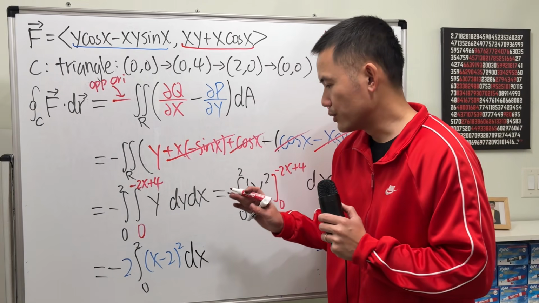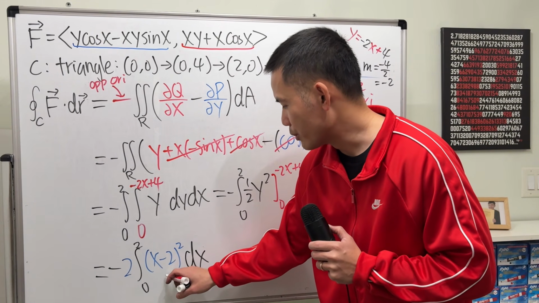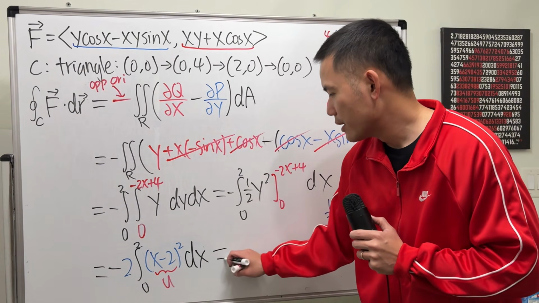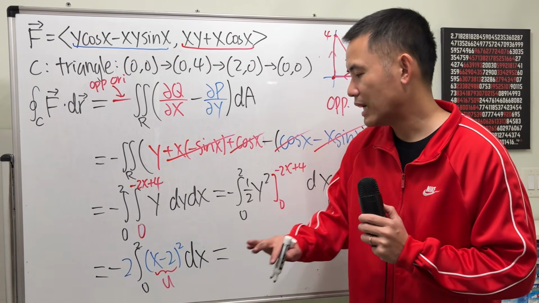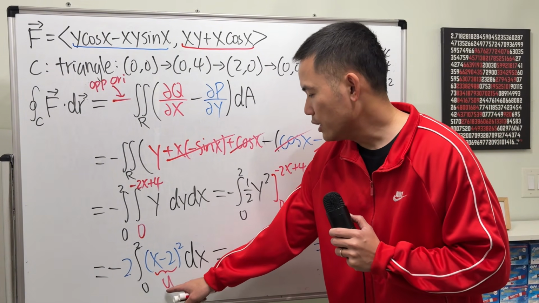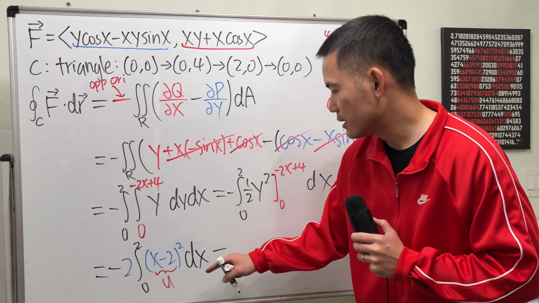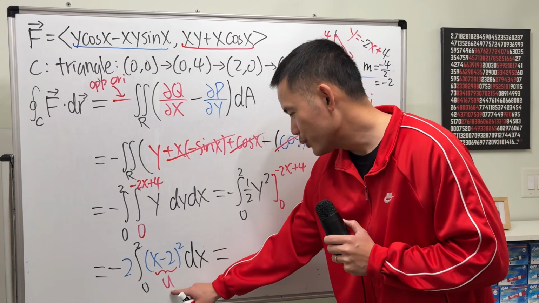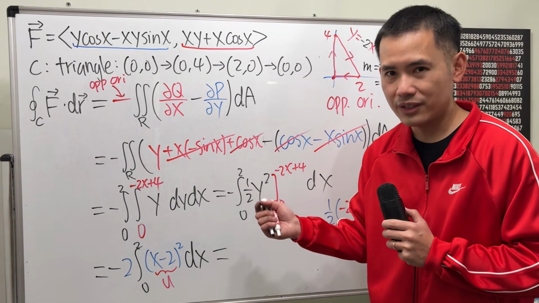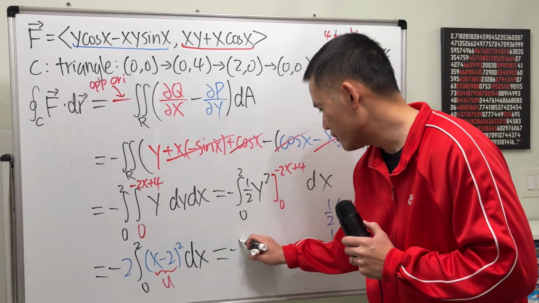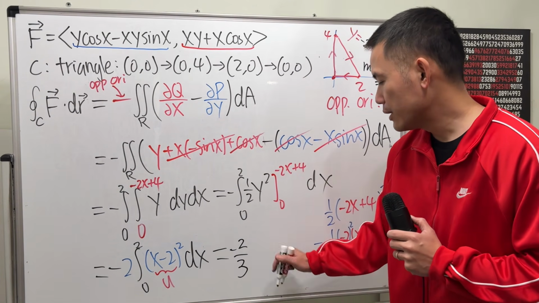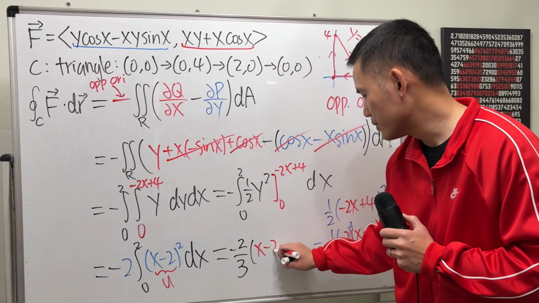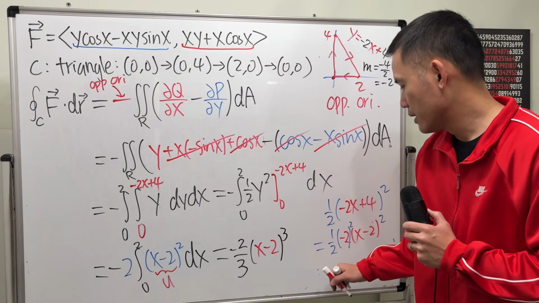The reason for us to do this is so that you can just do a u-sub real quick. Let this equal u. So du is the same as dx. You don't have to divide by any number. So integrating u to the second power, you get u to the third power divided by 3. So we have negative 2 over 3, and then u to the third power, right? But u is x minus 2, and then third power.